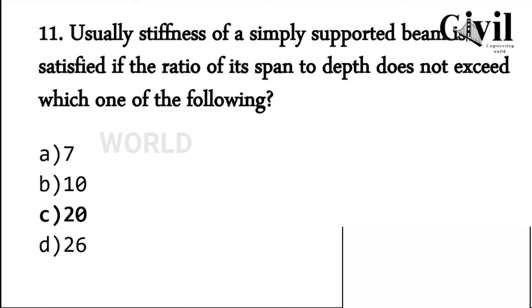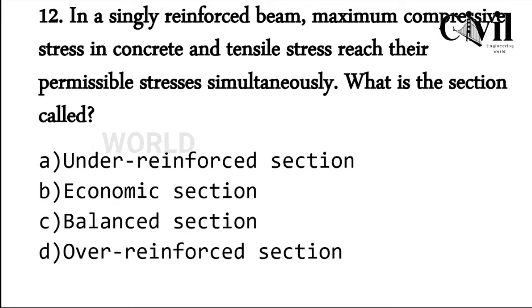Okay. So next is in singly reinforced beam, maximum compressive stress in concrete and tensile stress reach the permissible stresses simultaneously. What is the section called? So this is called balance section, where both stresses reach their limits simultaneously and at the same time. So its answer will be C.